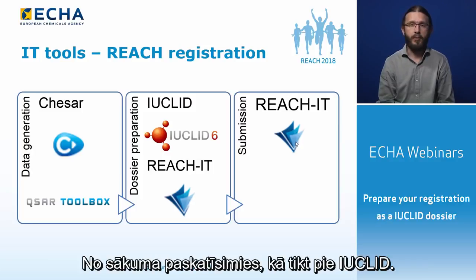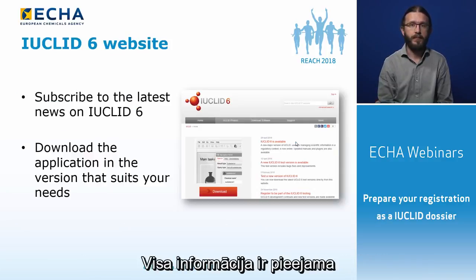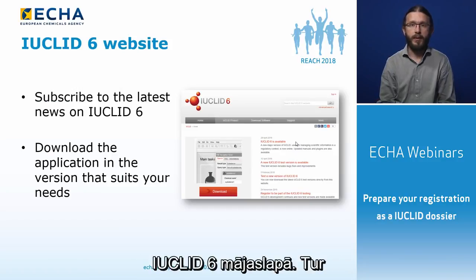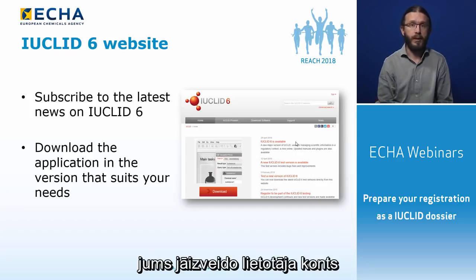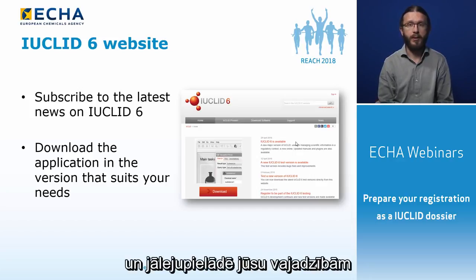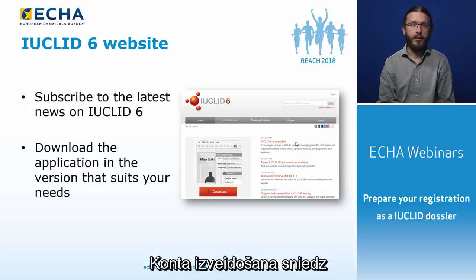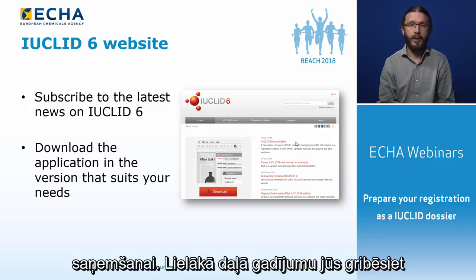Let's see first how to access IUCLID. All the information is available on the IUCLID 6 website. From there, you must create a user account in order to download the most appropriate version for your needs. Creating an account gives you the possibility to subscribe to news notifications.